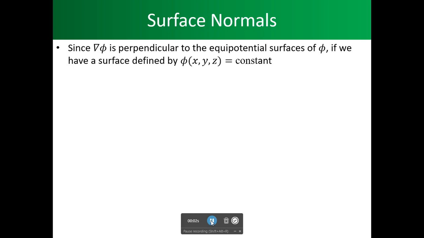Yes, so part one, we looked at scalars and fields, we looked at vectors. Part two, we looked at directional derivatives. Now in part three, we're going to be looking at surface normals.